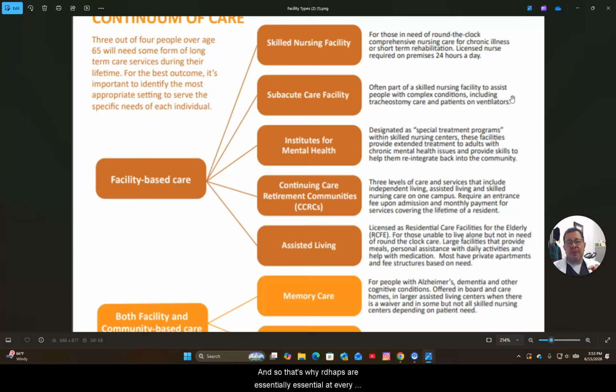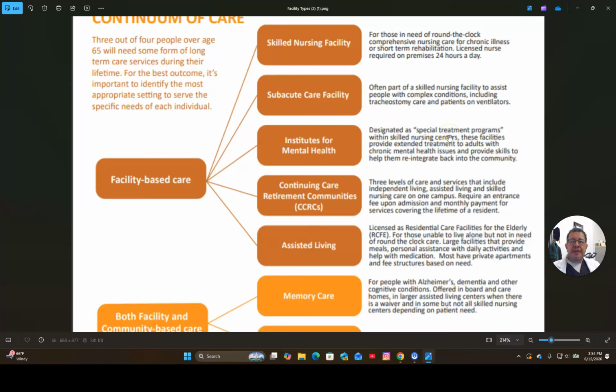Okay. And so that's why RDHAPs are essential at every subacute facility. I was able to bring down VAP by 50% in the facilities that I served. So you put that on your marketing package.